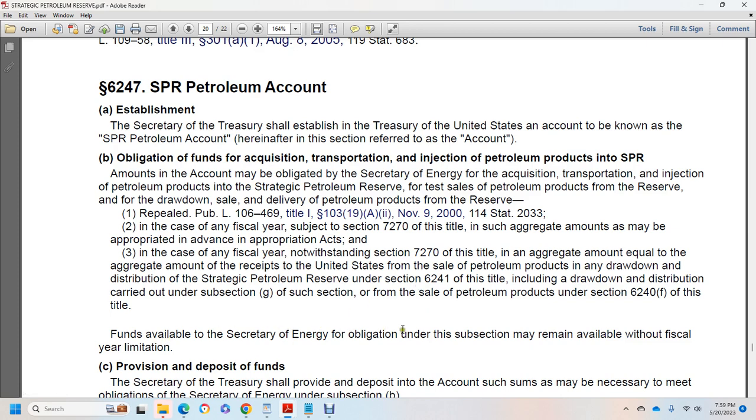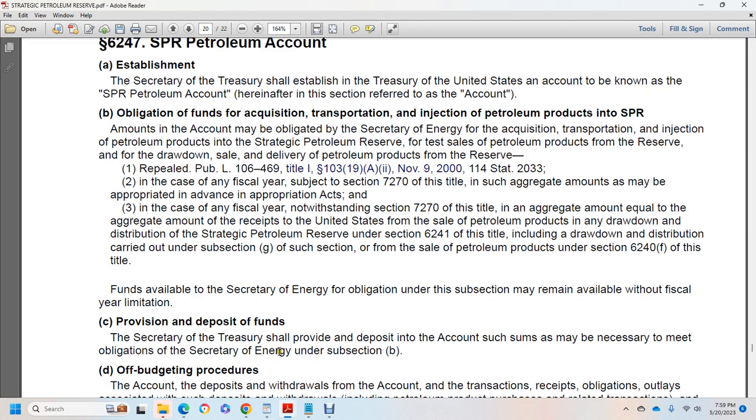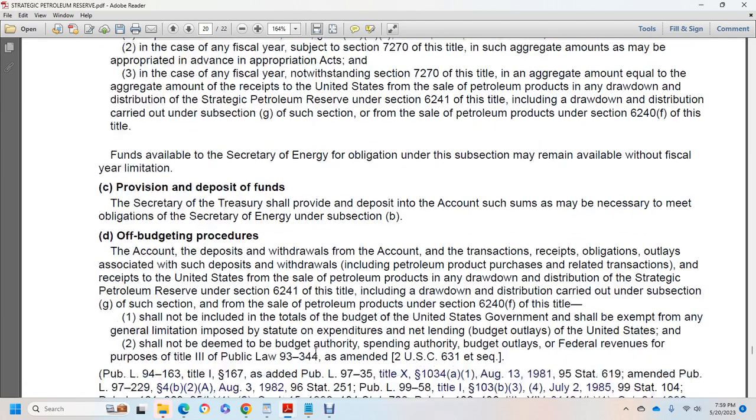Funds available to the Secretary of Energy. Obligations under this subsection may remain available without fiscal year limitation. C. Provision and deposit of funds. The Secretary of the Treasury shall provide for deposit into the account such sums as may be necessary to meet the obligations of the Secretary of Energy under subsection B.